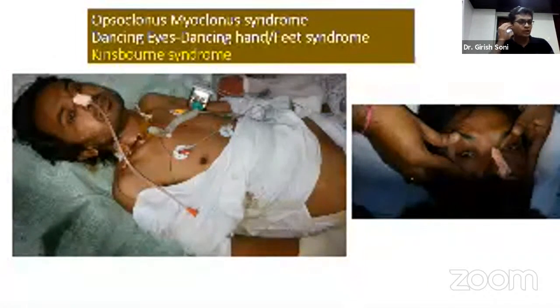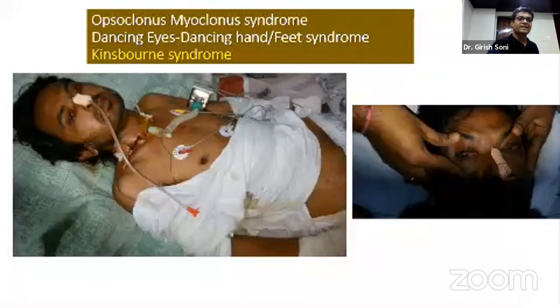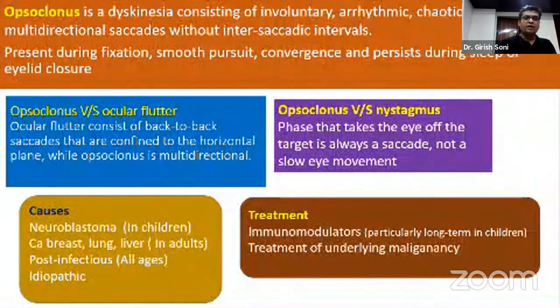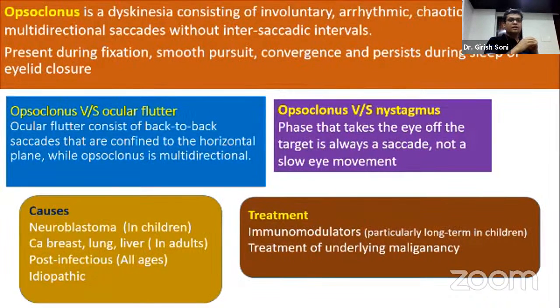Very clear-cut opsoclonus myoclonus syndrome, which is also called Kinsbourne syndrome or dancing eye, dancing hand-feet syndrome. What is opsoclonus? Opsoclonus is involuntary arrhythmic conjugate multi-direction saccades without any intersaccadic interval. They are primarily present during eyelid fixation or while testing for smooth pursuits. They get precipitated on convergence. They even persist during sleep or eyelid closure.